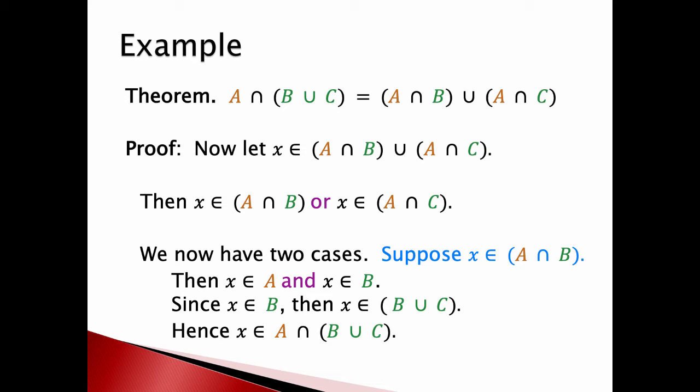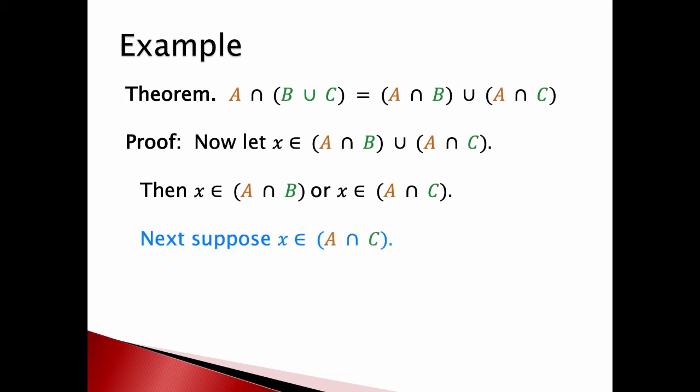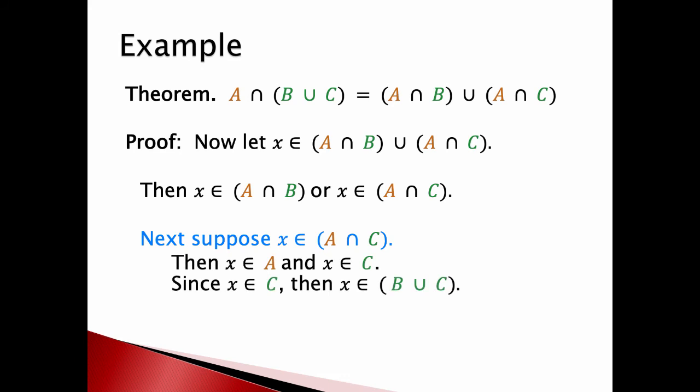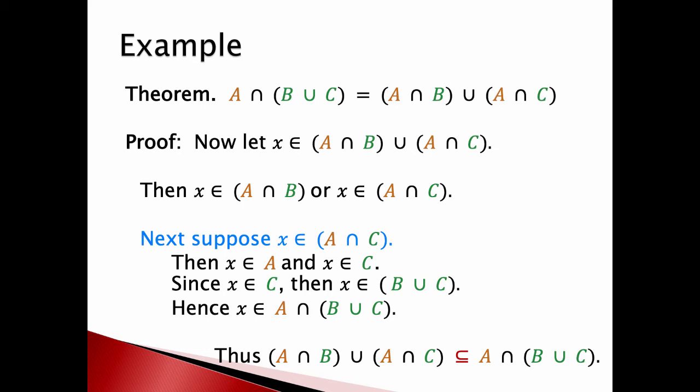The second case works exactly the same way, only we replace all the B's and C's around. So if we suppose that X is in A intersect C, then X will be in A and it'll also be in C. Well, since it's in C, it's in B union C. So if it's in A and in B union C, it's in the intersection of the two, which of course is the left hand side. So we get that the left hand side is contained in the right hand side. We've already done the other way, so the two sets are equal.